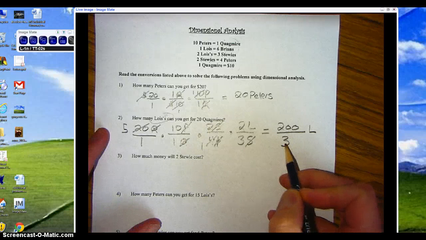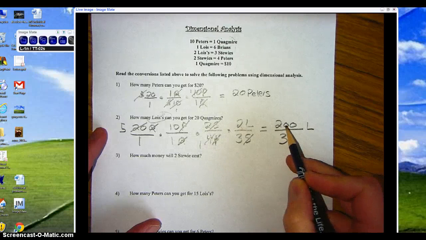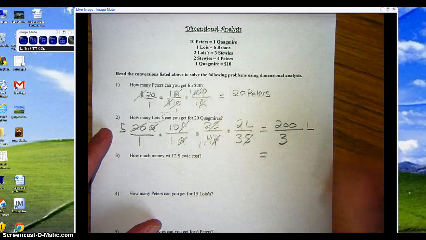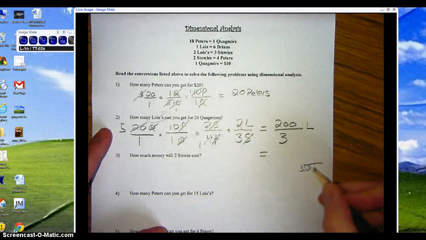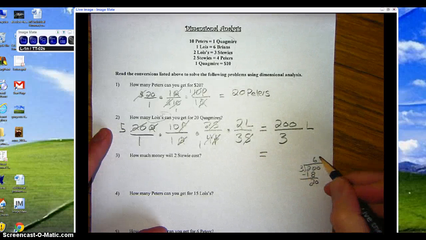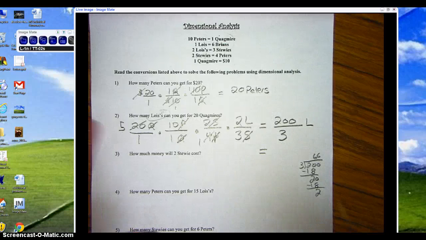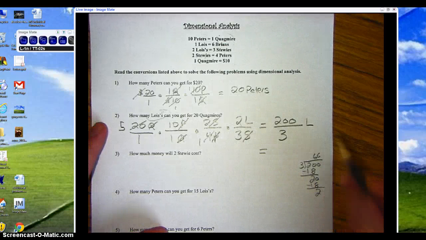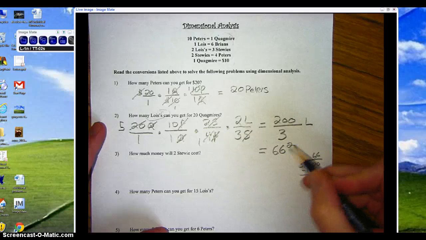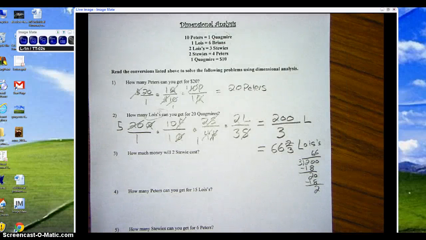3 goes into 200 how many times? Well, if you think of this as 20, 3 would go into 20 almost 7 times. So do the division. If you do 3 into 200, 3 goes into 20 6 times, makes that 18. And then I subtract, and what's going to happen here is 3 goes into 20 6 more times, 18. And now I have a remainder of 2/3. So the answer is 66 2/3 Loises.